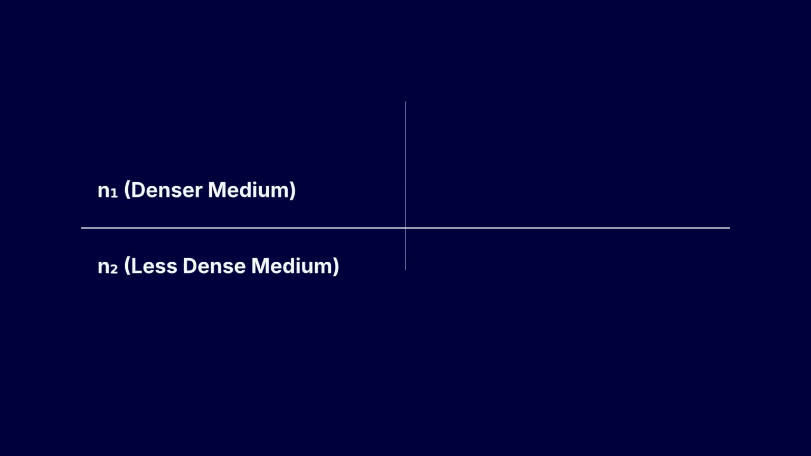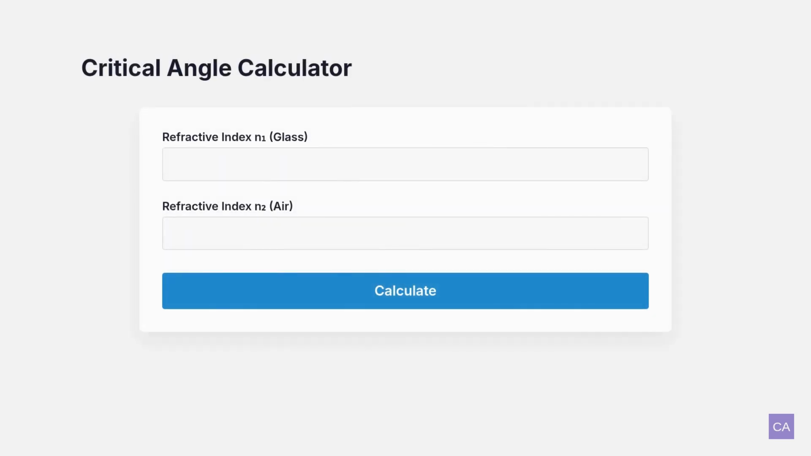The input fields include refractive index N1 for the denser medium, refractive index N2 for the less dense medium, critical angle Θc in degrees, incident angle Φ in degrees, core refractive index N core, and cladding refractive index N cladding. For our example, I'll enter 1.500 for N1 representing glass, and 1.000 for N2 representing air.